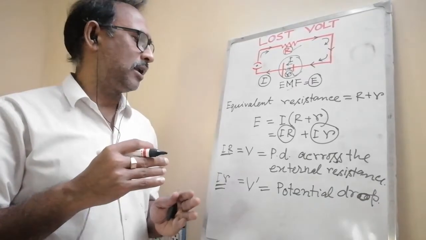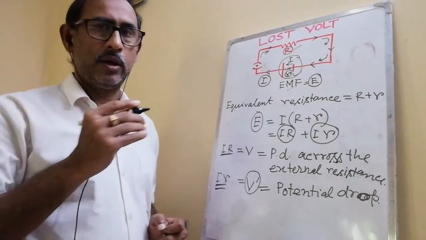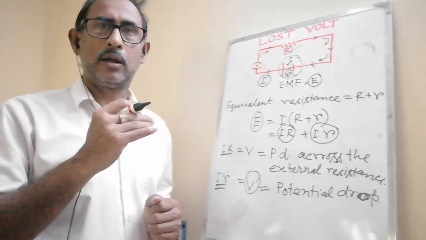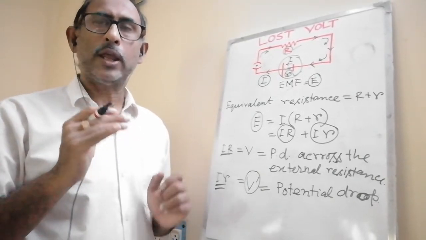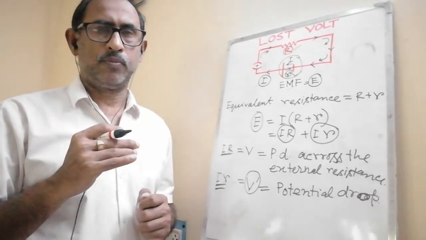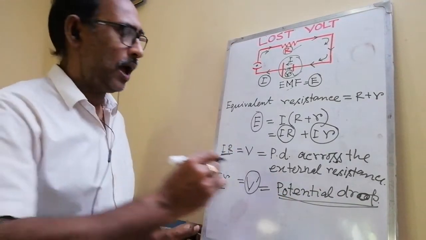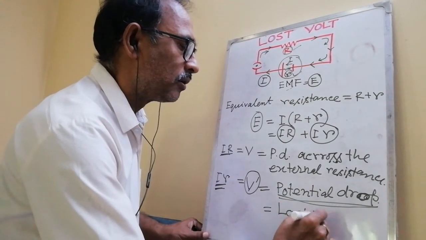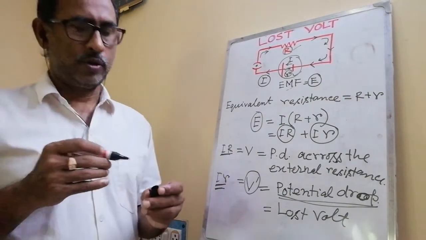That means this part of the EMF is used to drive the current through the cell, and this potential is not used for our purpose. That is why it is known as the potential drop, and it is also known as the lost volt.